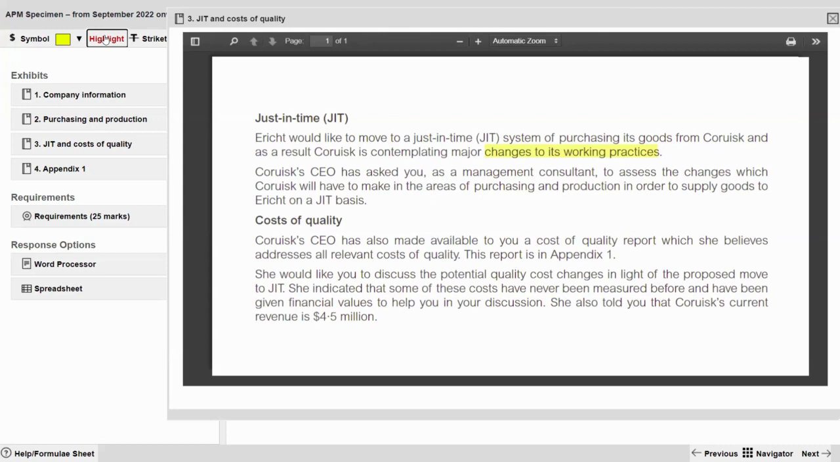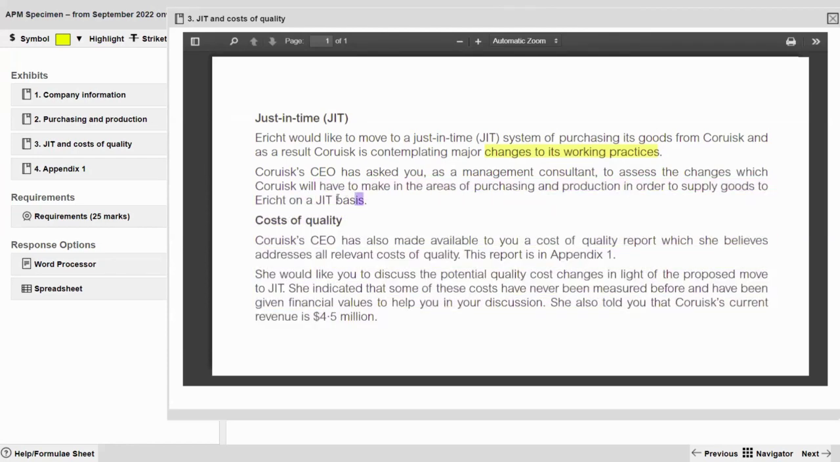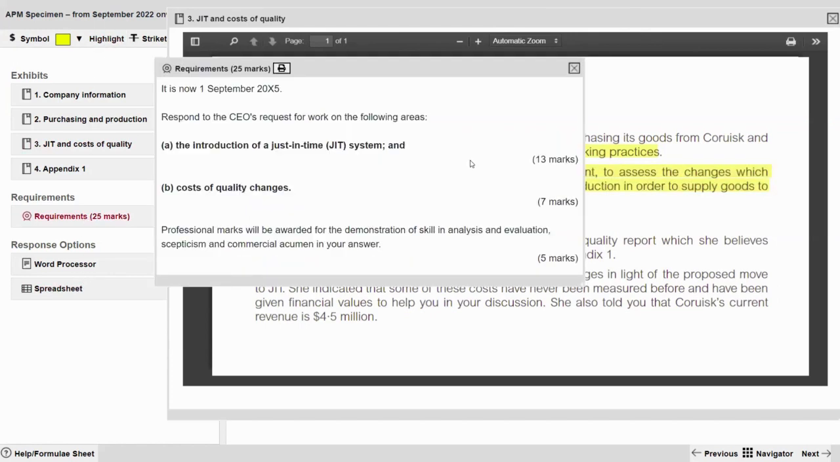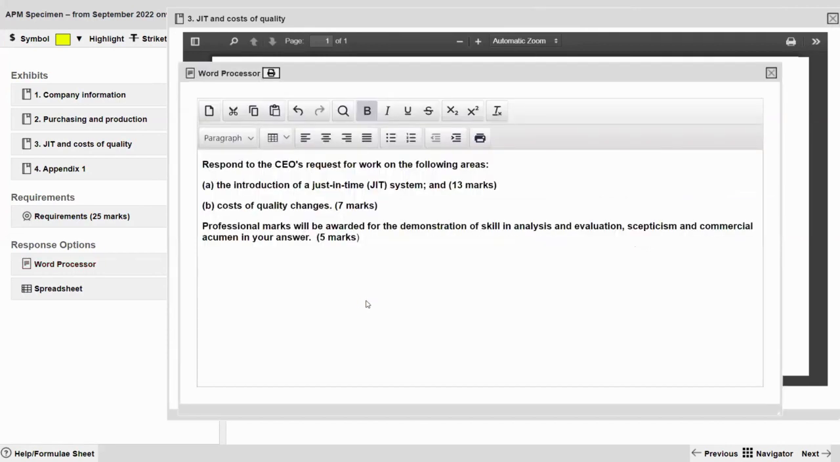Right? What next is there? The next situation is, the CEO has asked you as a management consultant to assess the changes which the company will have to make in the areas of purchasing and production in order to supply the goods to Arid on the JIT basis. So you see, this is what the question's requirement is. If you just read the requirement, you will get to know nothing. The whole requirement is actually here.